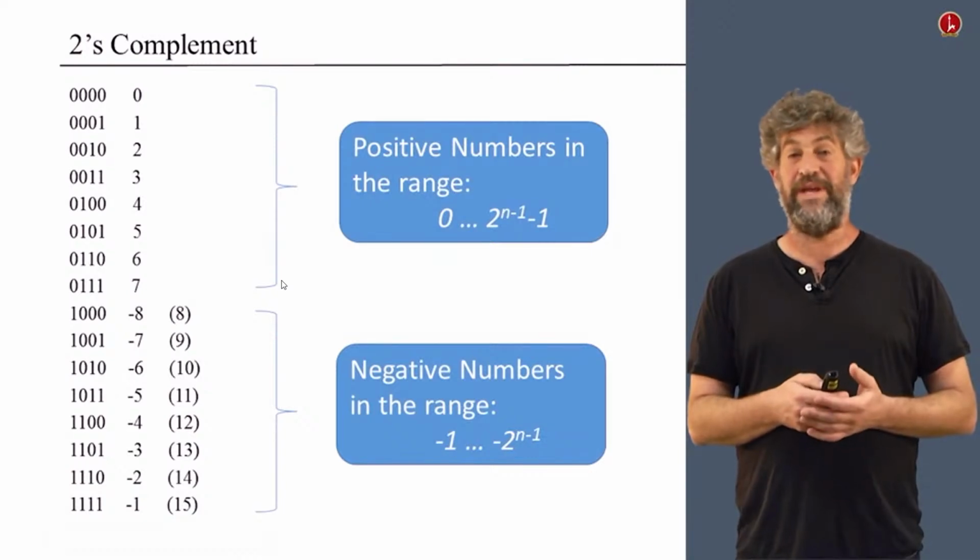The negative numbers in this system, we get one more of them, so we get all the negative numbers between negative 1 and negative 2 to the n minus 1. And in our case, we get the negative numbers between negative 1 and negative 8, but we get only the positive numbers between 1 and 7, and of course we have the 0 as usual.